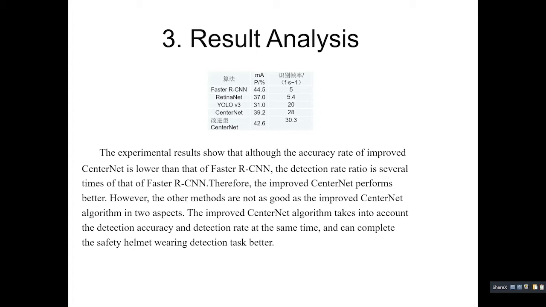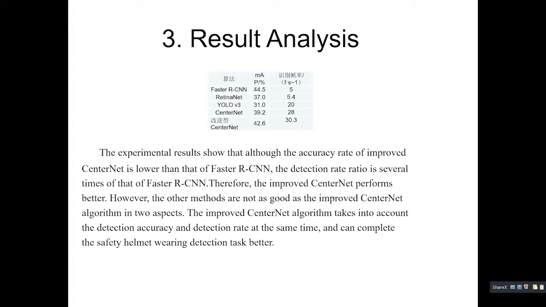Three, result analysis. The experimental result shows that although the accuracy rate of the improved network is lower than that of Faster RCNN, the detection rate is several times that of Faster RCNN. Therefore, the improved network performs better.